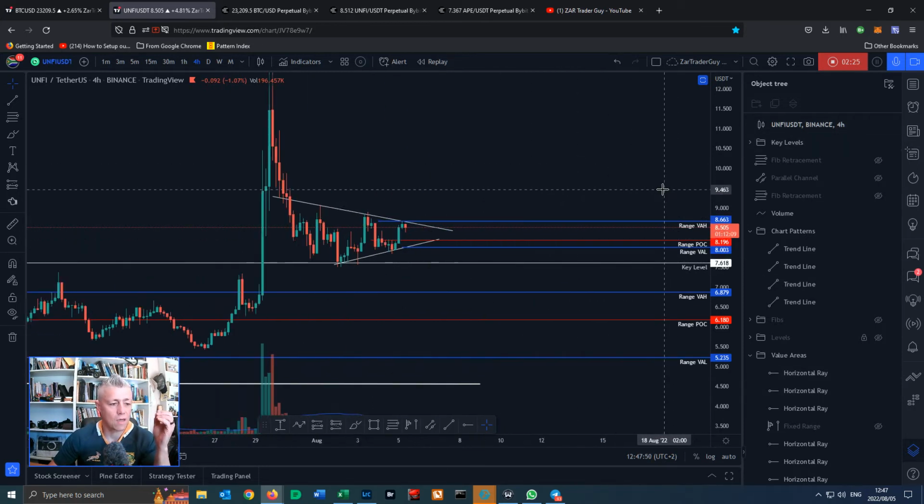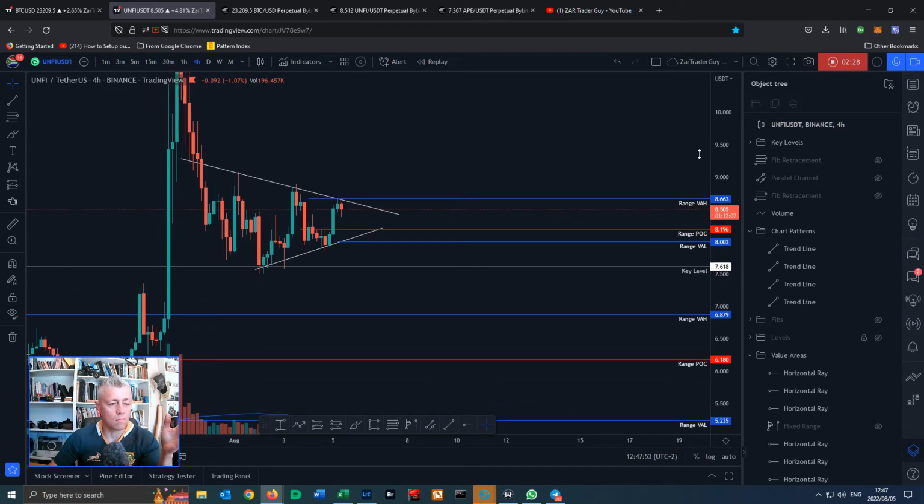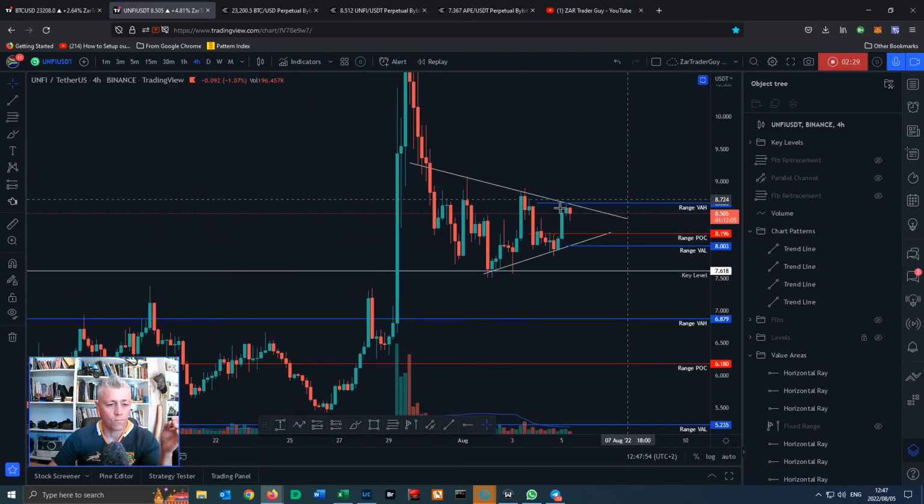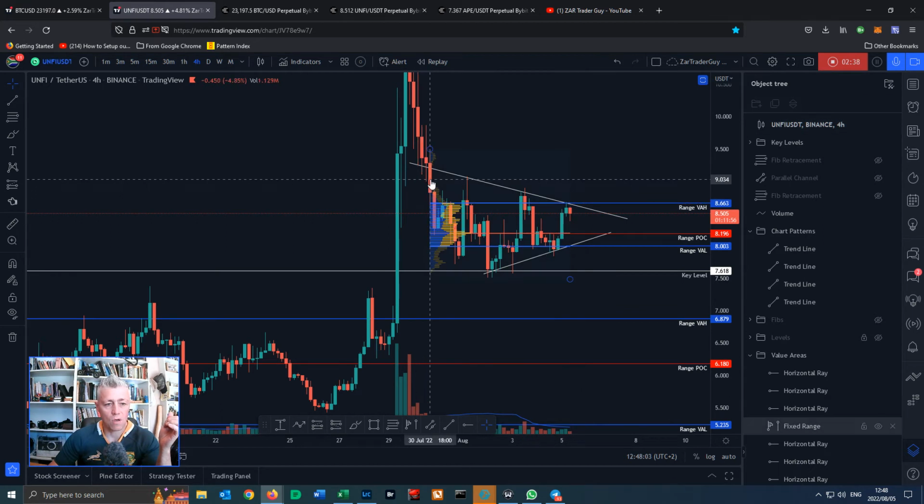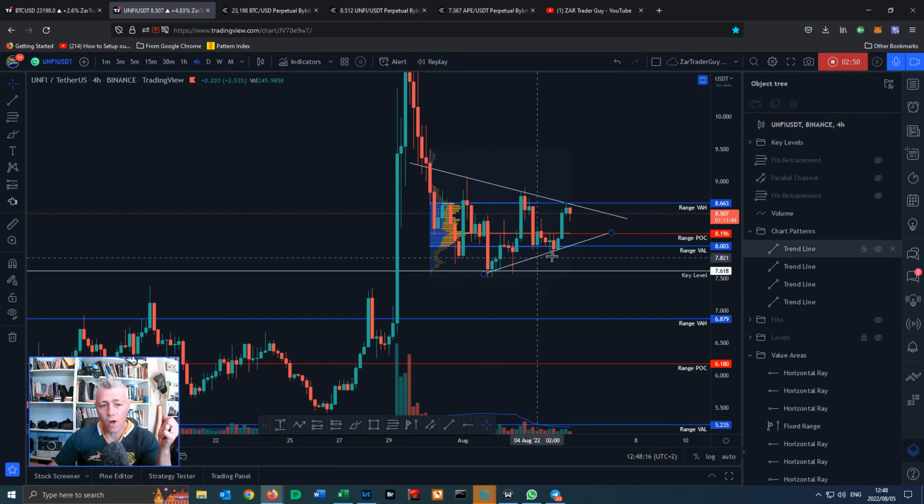And as you can see, I've actually drawn a little chart pattern, a pennant. You can see the price has been respecting that pennant on the upside, and it coincides with that value area high that we have at the moment. So the range isn't very large, and it's not been trading there for a long time, only since the 30th of July, so for about 5 or 6 days. And you can see the bottom of the range has been respecting the lower trend line of that pennant, which also coincides with the range value area low.